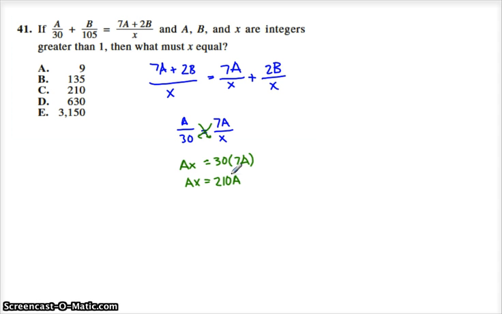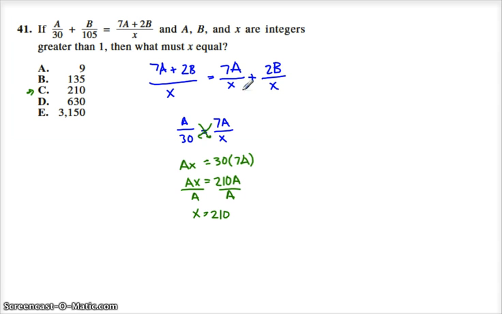Well, if you notice, both sides have an a. So if we divide both sides by a, we get x equals 210. Well, that's one of our answer choices, so it looks like this is probably it. Let's check it, however, with the other fraction that we have here. Let's confirm it for sure.